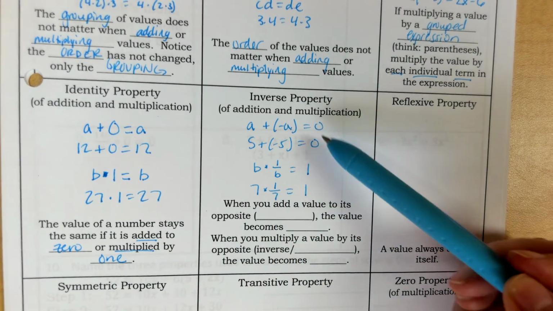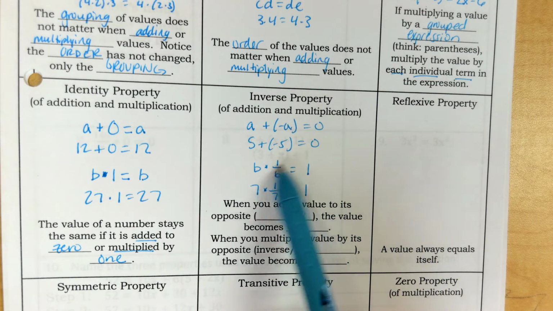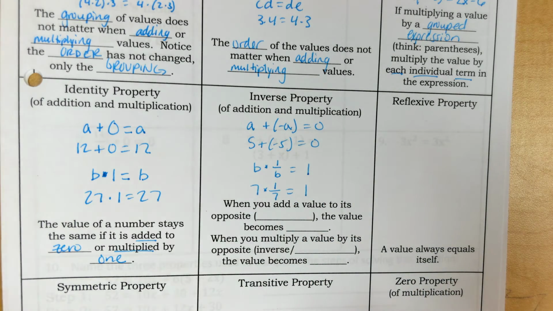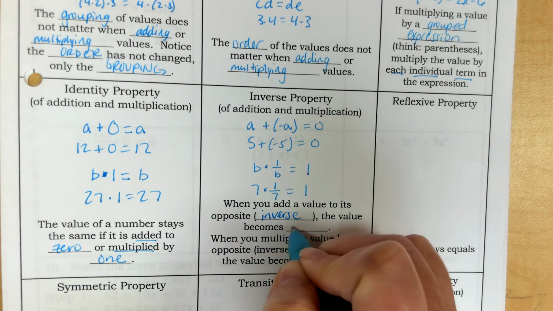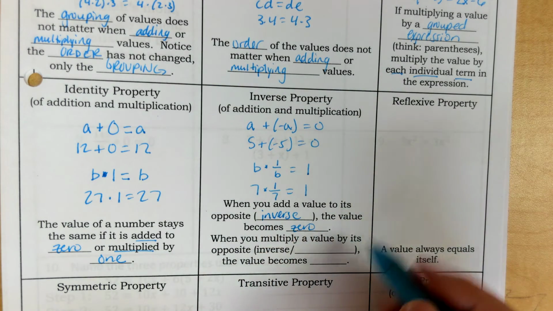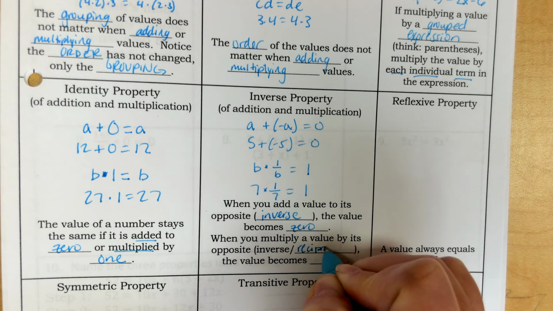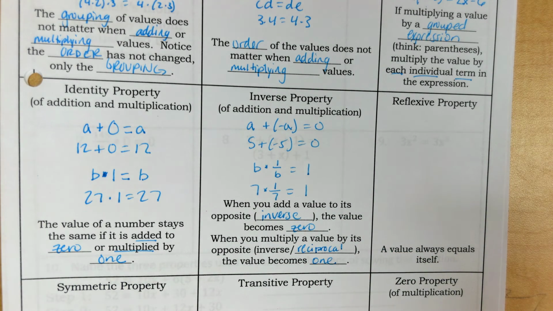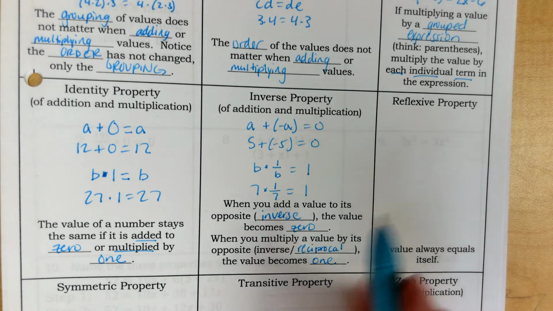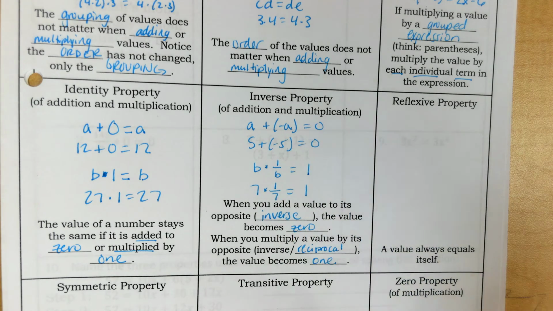So that is important. That inverse property for addition, we're looking for 0. But if we're doing it for multiplication, we're looking for the value of 1. So when you add a value to its opposite, or its inverse, the value becomes 0. And when you multiply a value by its opposite, its inverse, or we call it a reciprocal, the value becomes 1. Okay, so that's super important when we talk about inverse property. We use this a lot when we are solving equations, because we want to use the inverse to undo something. So this is important to know.